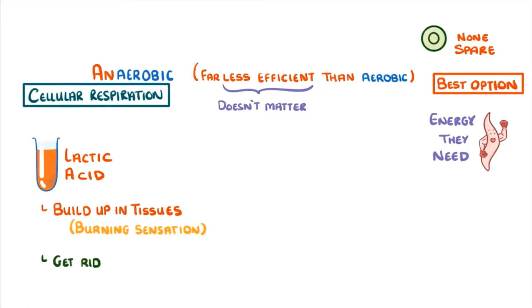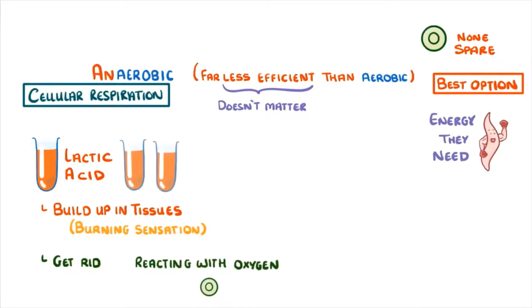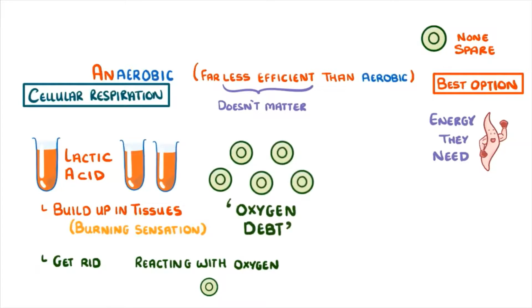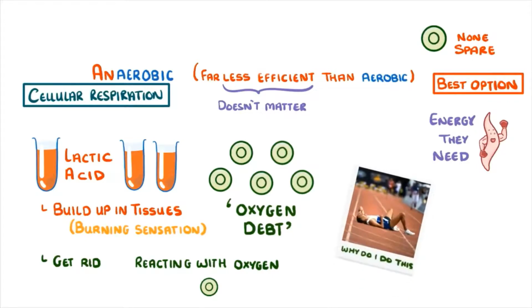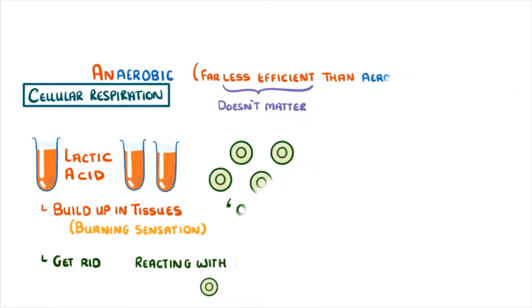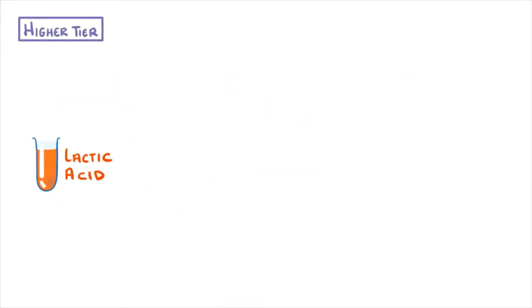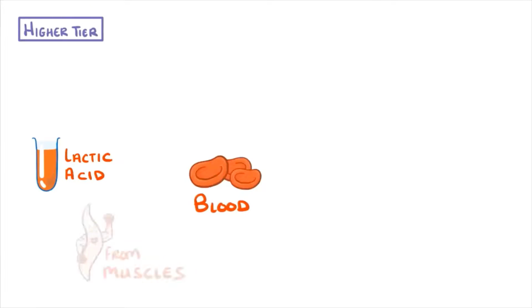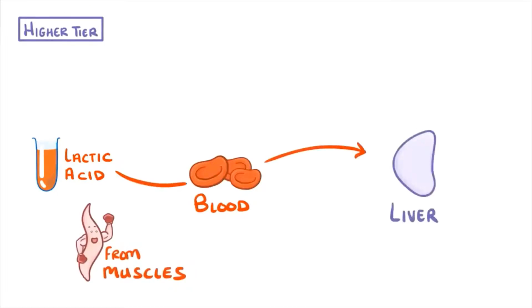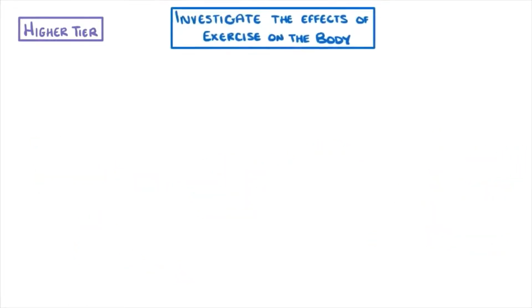Once you've finished exercising, your body needs to get rid of all of this lactic acid, possibly by reacting it with oxygen. So the more lactic acid that builds up, the more oxygen you'll need, and we call this an oxygen debt. In fact, it is this oxygen debt that we repay when we pant heavily right after a race. For these reactions to take place, our blood hurries the lactic acid over to the liver, where it reacts with oxygen, or we convert it back to glucose.